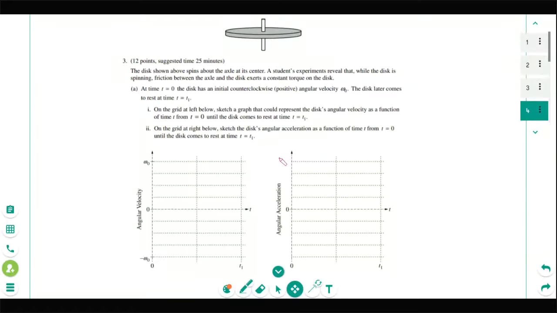So question 3, this one talking about a disk spinning about an axle in its center. Student does an experiment, shows that while the disk is spinning, there is friction that exerts a constant torque on the disk. So a constant torque on this disk going on here. All right. Without reading any further here, what topic or topics are we going to be talking about with this question?